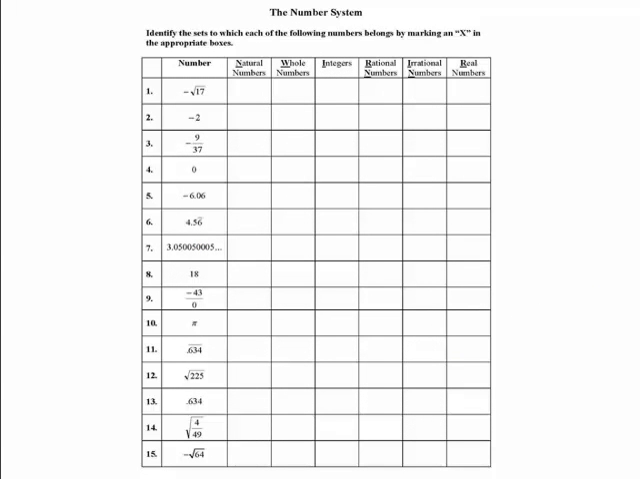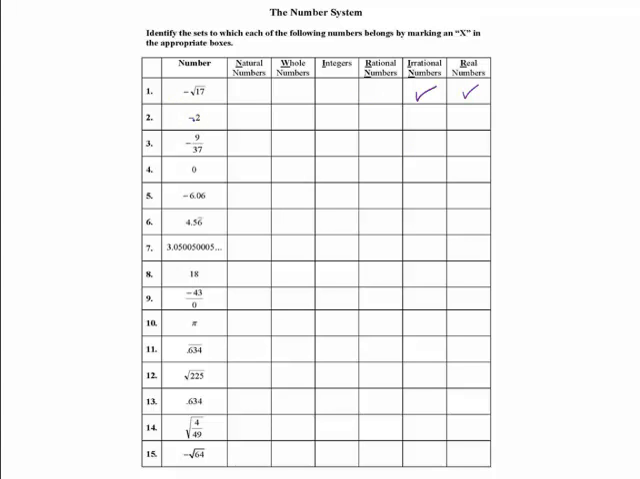Okay, so when we look at this, we can categorize these. Now we go, okay, looking at this 17 under the square root. 17 is not a perfect square. That will make it irrational, but it will still be real.